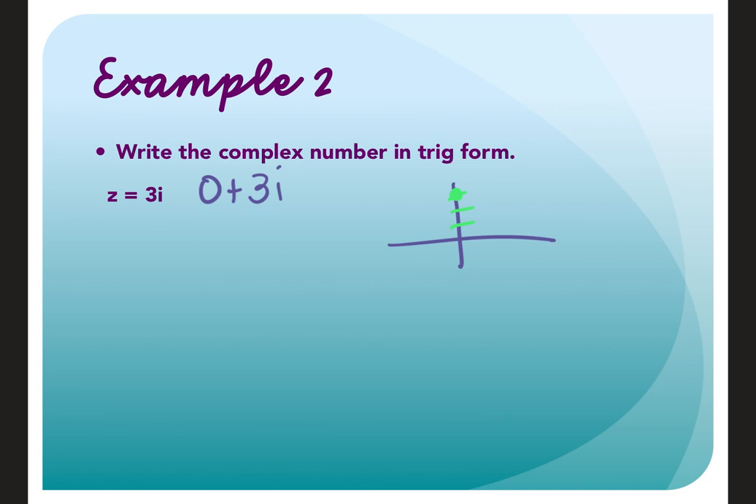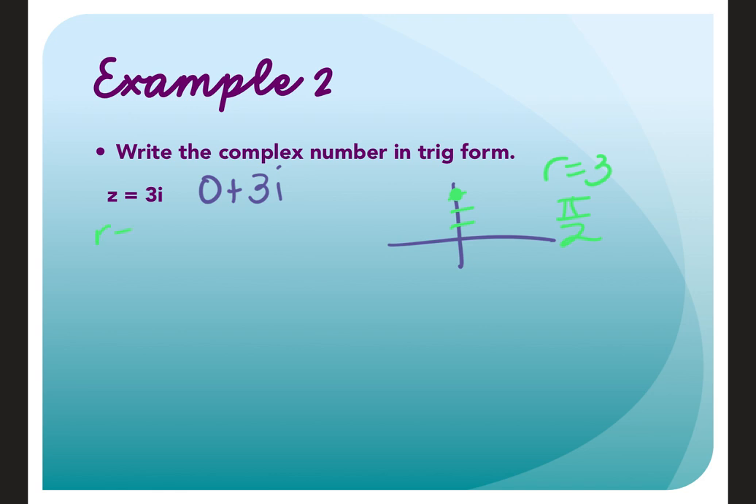Radius is the distance from the center. 3. My r would be 3, yes? And what angle am I at? 90, but put it in radian form? Pi over 2. So already you would get those things, okay? But that only works on a quadrant angle, so we're going to go the long way.